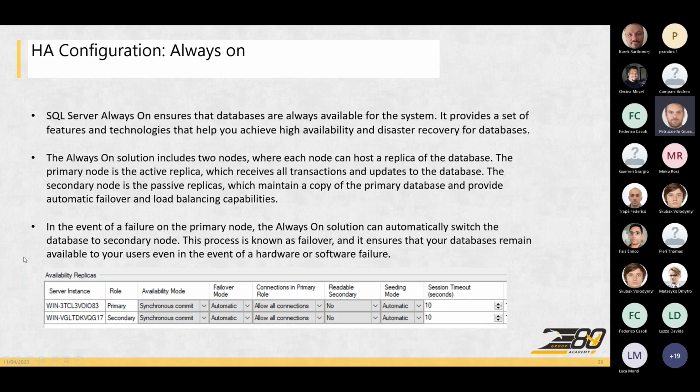And in this screen, you can see an example with 2 machines, where the first machine is the primary machine used to update the databases. This is the typical configuration with synchronous commit, automatic failover mode, connection in primary role allow all connections, readable secondary no, and seeding mode automatic.